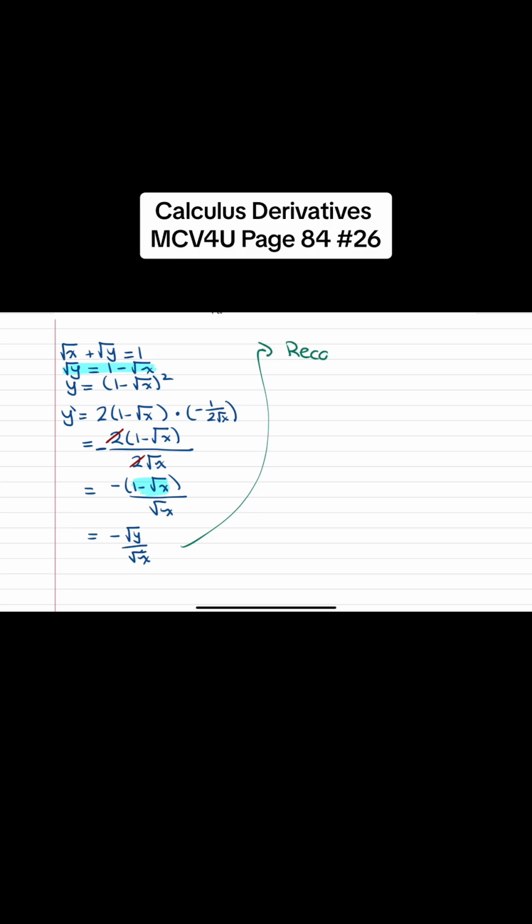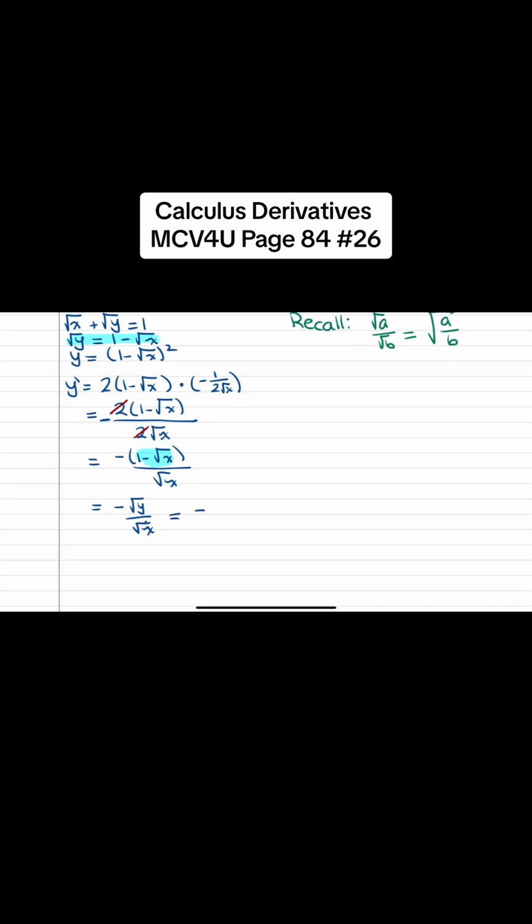Now, one math rule you can recall is if you have some square root over another square root, you can combine this into one whole square root. So that's what we'll do here. We can change this to negative the square root of y over x.